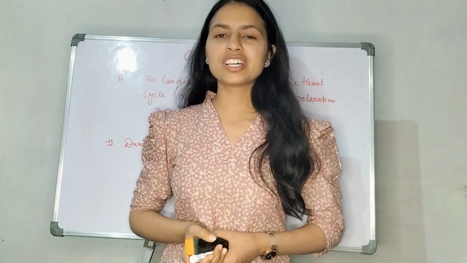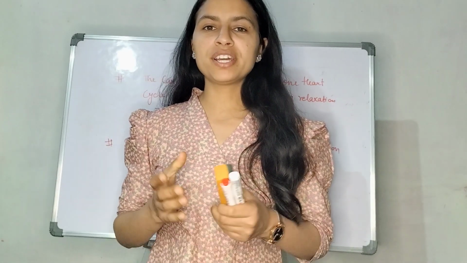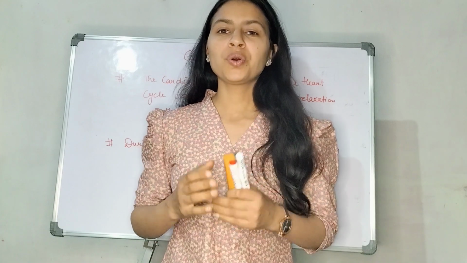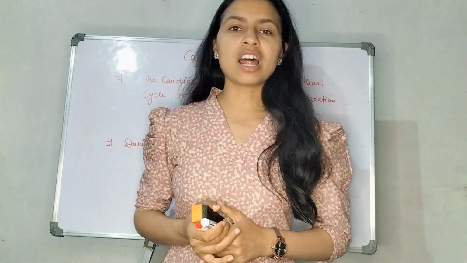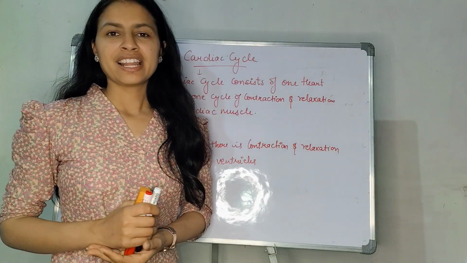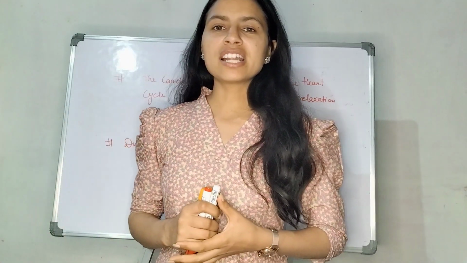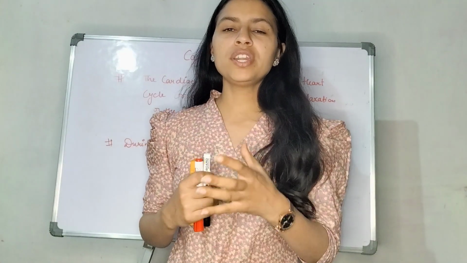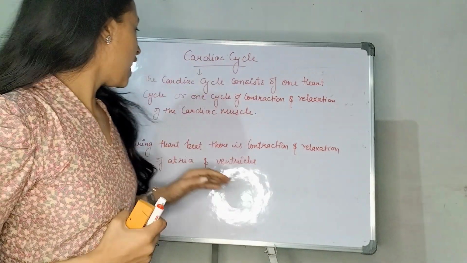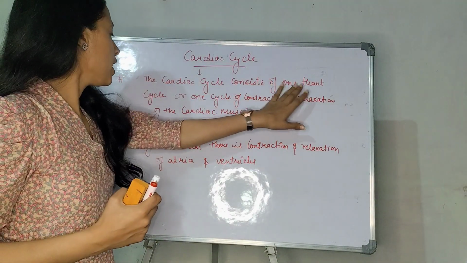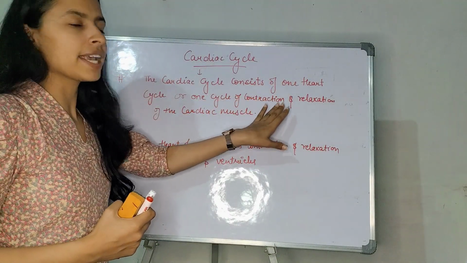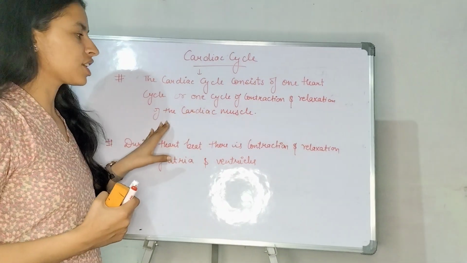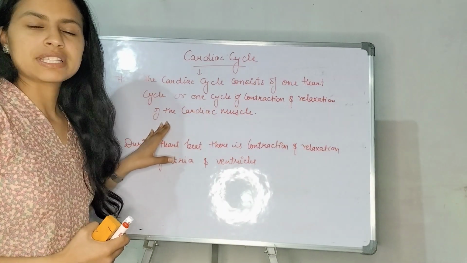In my last lecture, we completed our double circulation topic. In this lecture, today we start with the cardiac cycle. Firstly, we define the cardiac cycle. A cardiac cycle consists of one heartbeat, or one cycle of contraction and relaxation of our cardiac muscles.